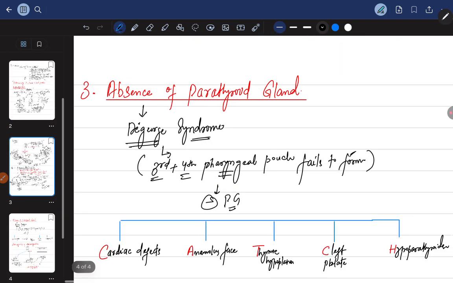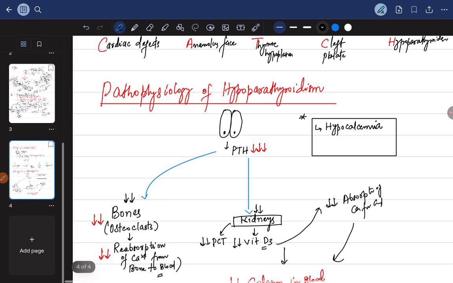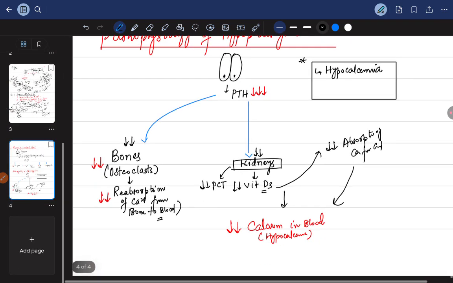Now in pathophysiology, what happens is that when there is decreased PTH in the kidneys, it will cause decreased excretion of phosphates in urine. Okay, meaning what will happen? There will be hyperphosphatemia.